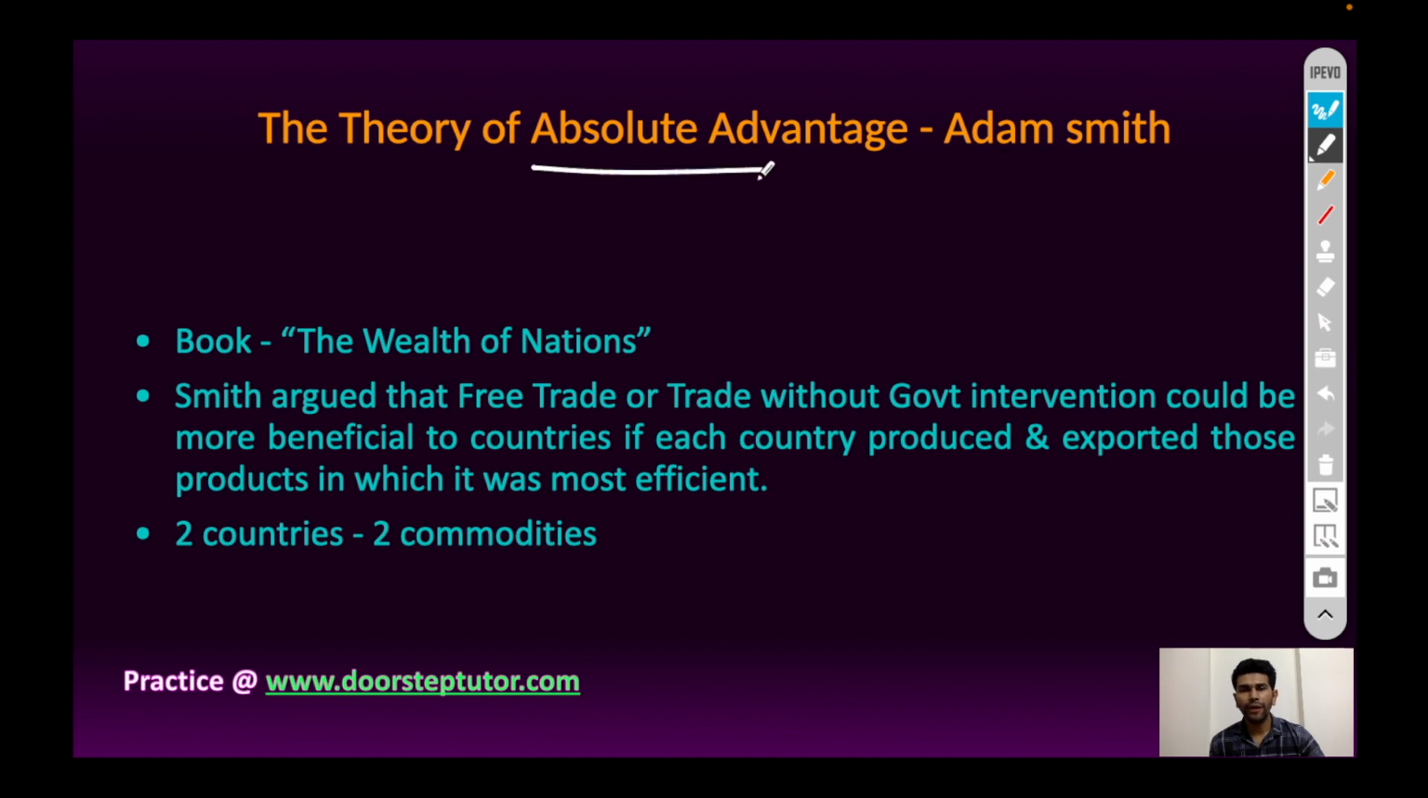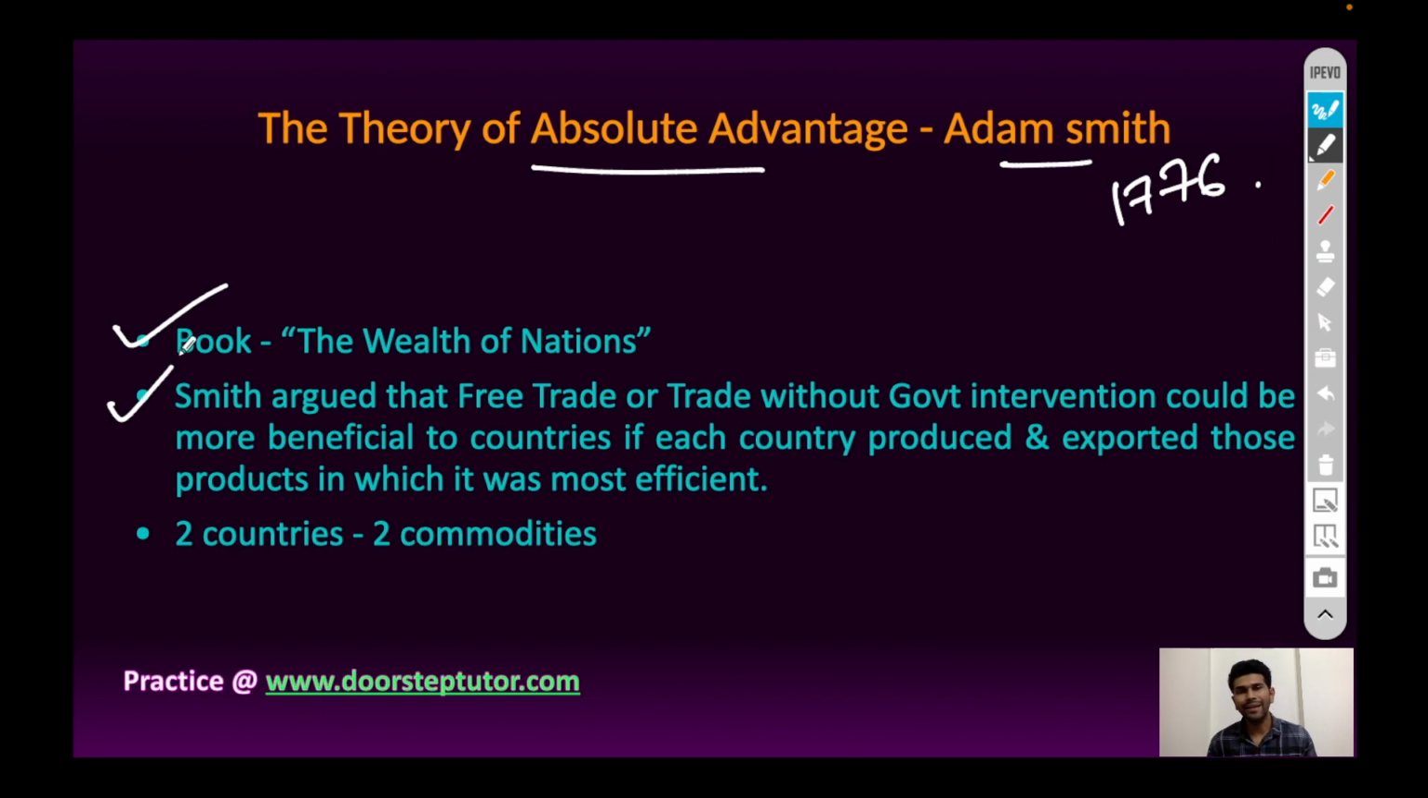The absolute advantage theory was explained in the book The Wealth of Nations by Adam Smith in the year 1776. It explains that both countries can benefit. The exchange of goods and services between two countries will take place only if each of the two countries can produce one commodity at an absolutely lower cost of production than the other country.